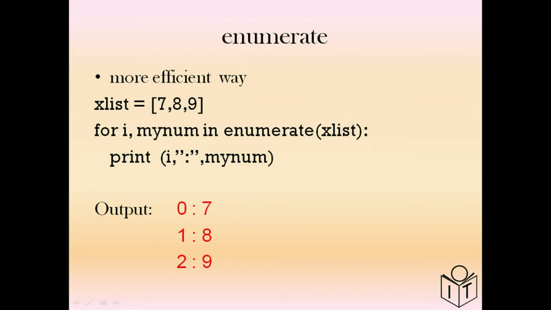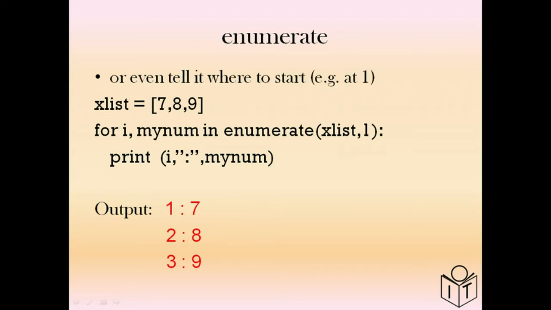And if you want to change that to count from 1, you can just add 1 in the enumerate brackets. So here we have the list name, x list, comma 1. So our output is 1, 2, 3. So the counter starts at 1. So 1, 7, 2, 8, 3, 9.